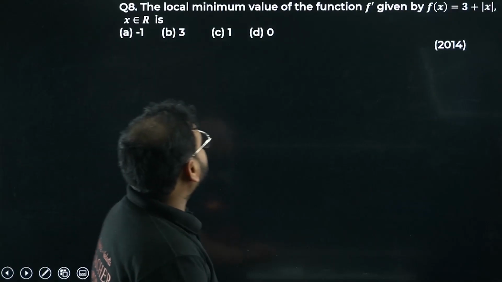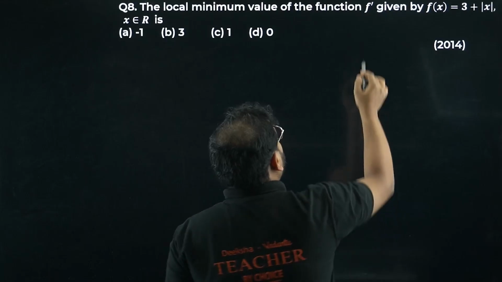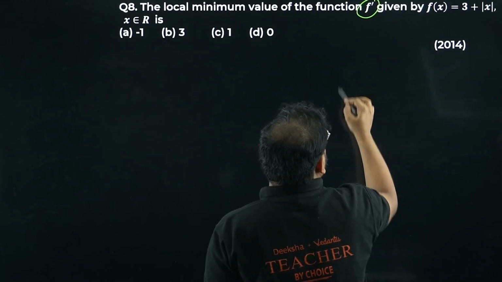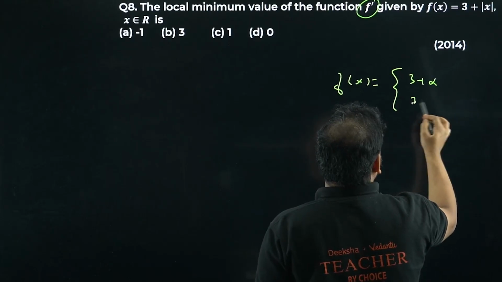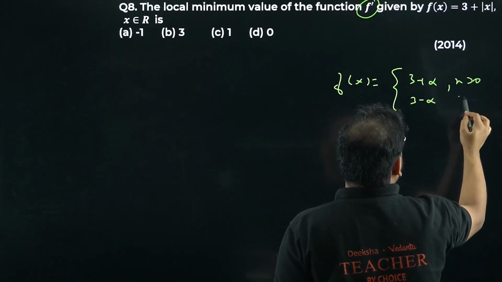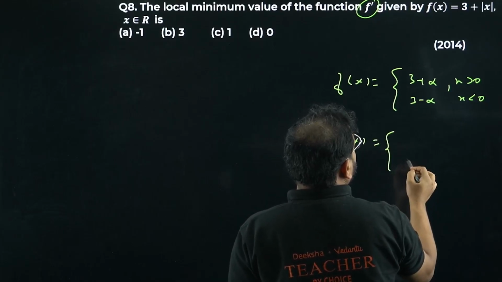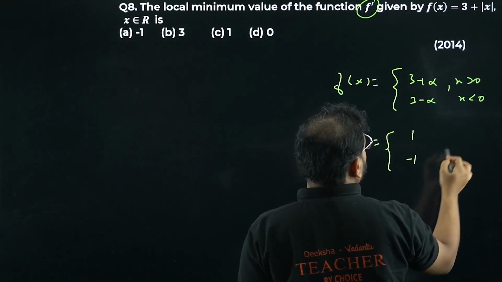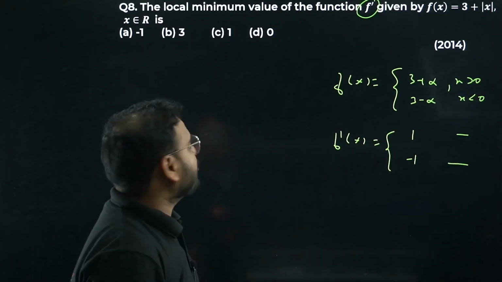Moving on to question number 8 now. The local minimum value of the function, they're asking f dash, right? So first, f of x is given as, please check, 3 plus x when x is positive and 3 minus x when x is negative, so f dash will be 1 and minus 1 for both the conditions. So minimum and maximum both will be 1 only, right?